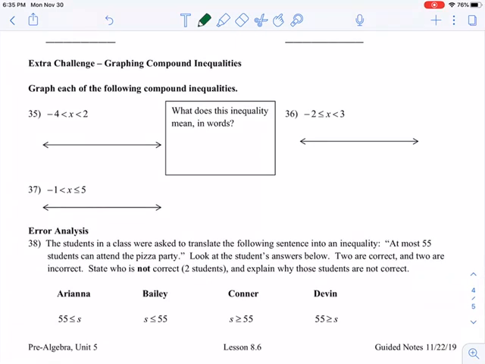All right, and there's an extra challenge there for you. Graph each of the following compound inequalities. I want you to look that up and report back to me what you think graphing compound inequalities mean. And then there's an error analysis there for you as well.